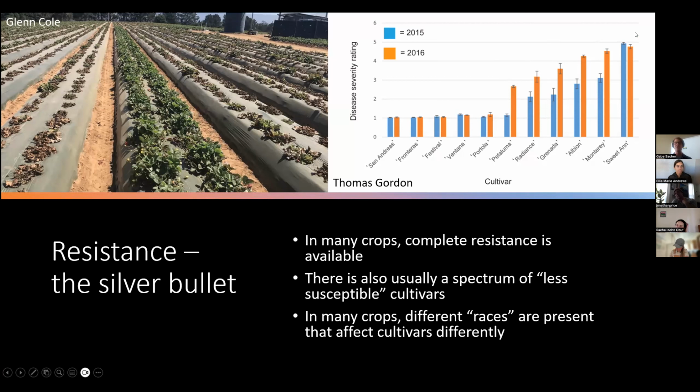where some cultivars are affected to a moderate degree or not at all in some years, where other cultivars, can you see my mouse? Perfect. Where other cultivars are basically melted regardless of the year and regardless of the pathogen pressure.